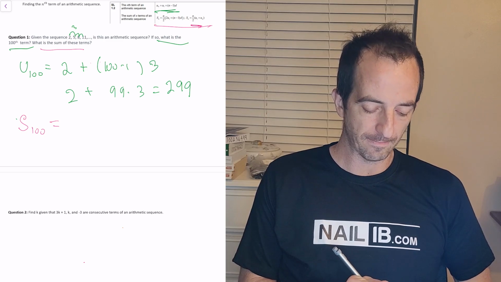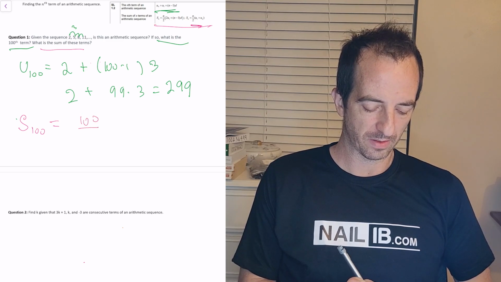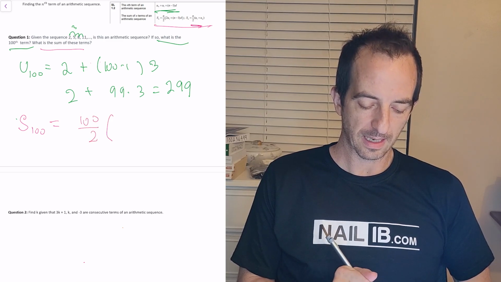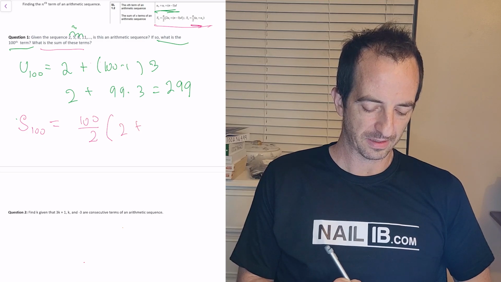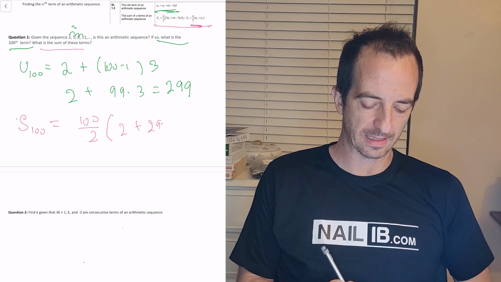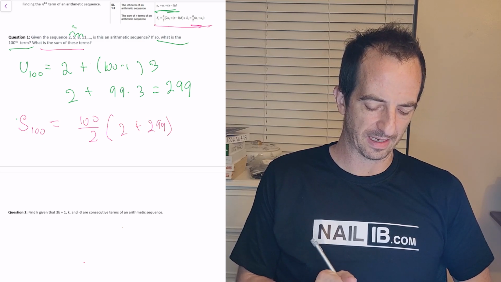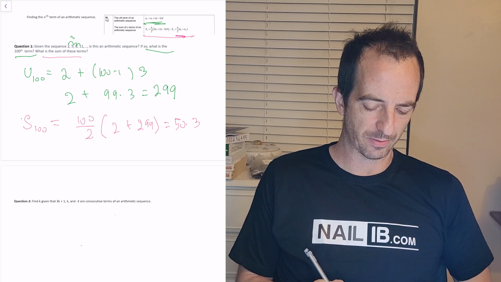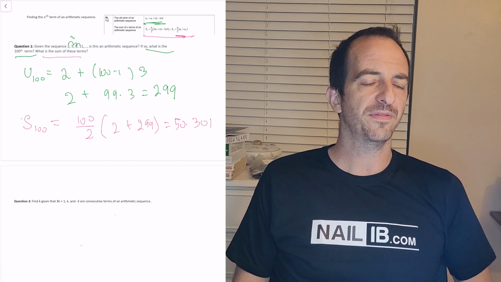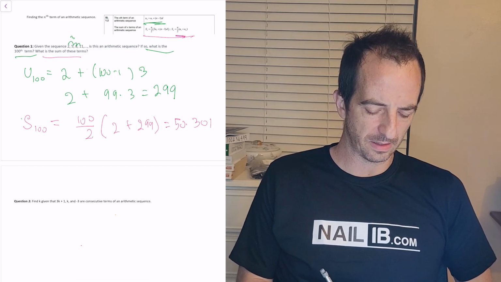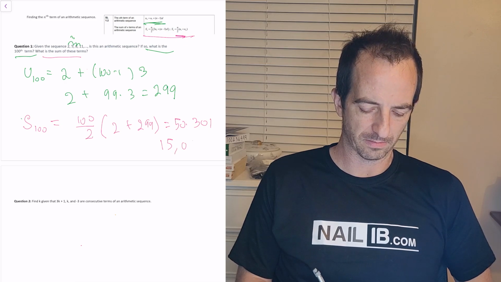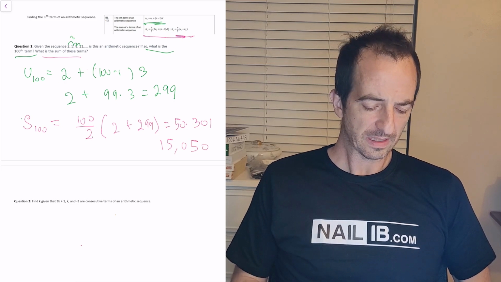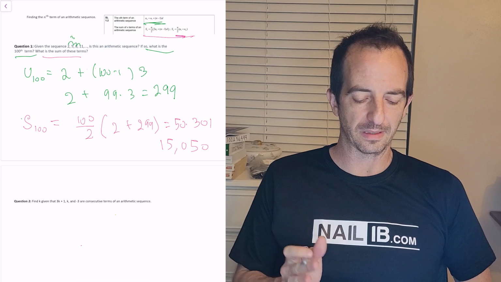So just plugging in, 100 divided by 2 times the first term 2 plus the last term 299. This becomes equal to 50 times 301, and 50 times 301 is equal to 15,050. So that's the sum of elements in an arithmetic sequence.